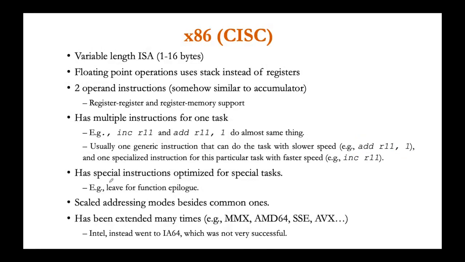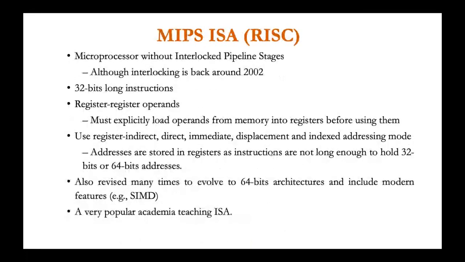So CISC has special instructions optimized for special tasks for the functional application, and it uses scaled addressing modes besides the common ones. It has been extended many times, like MMX and AMD64. So the extension happened, and Intel instead went for the IA64, which was not very successful, and then started using the CISC instruction set again.